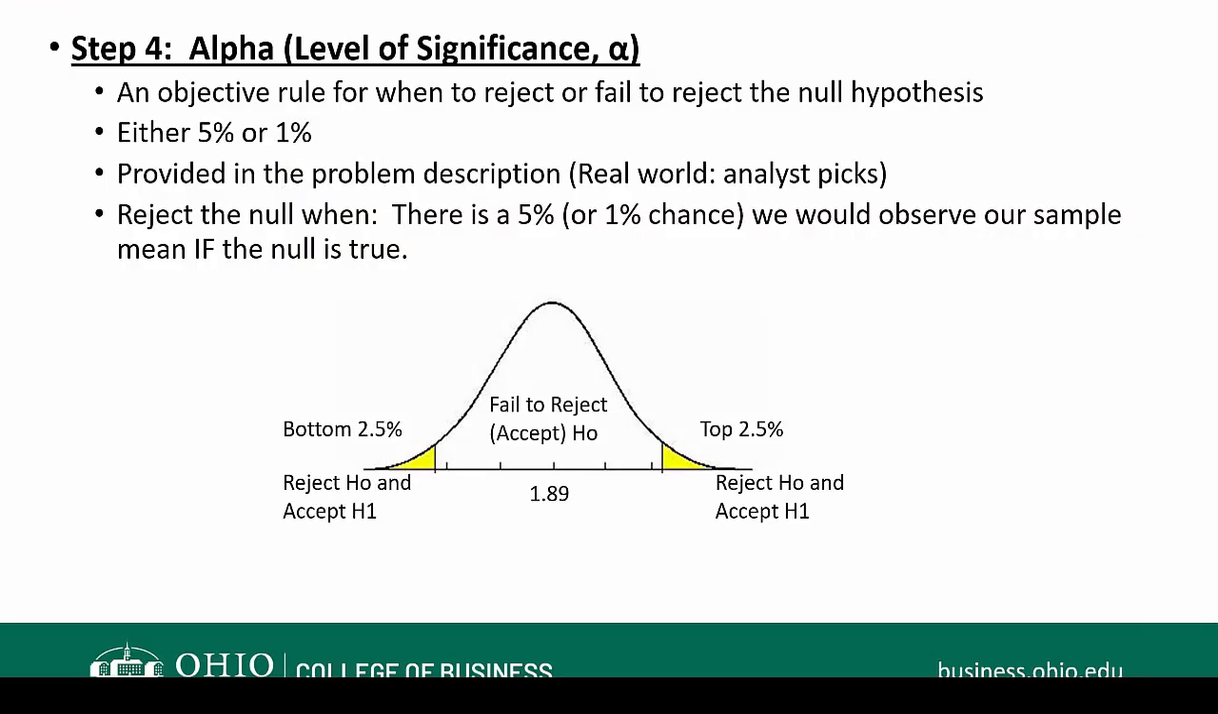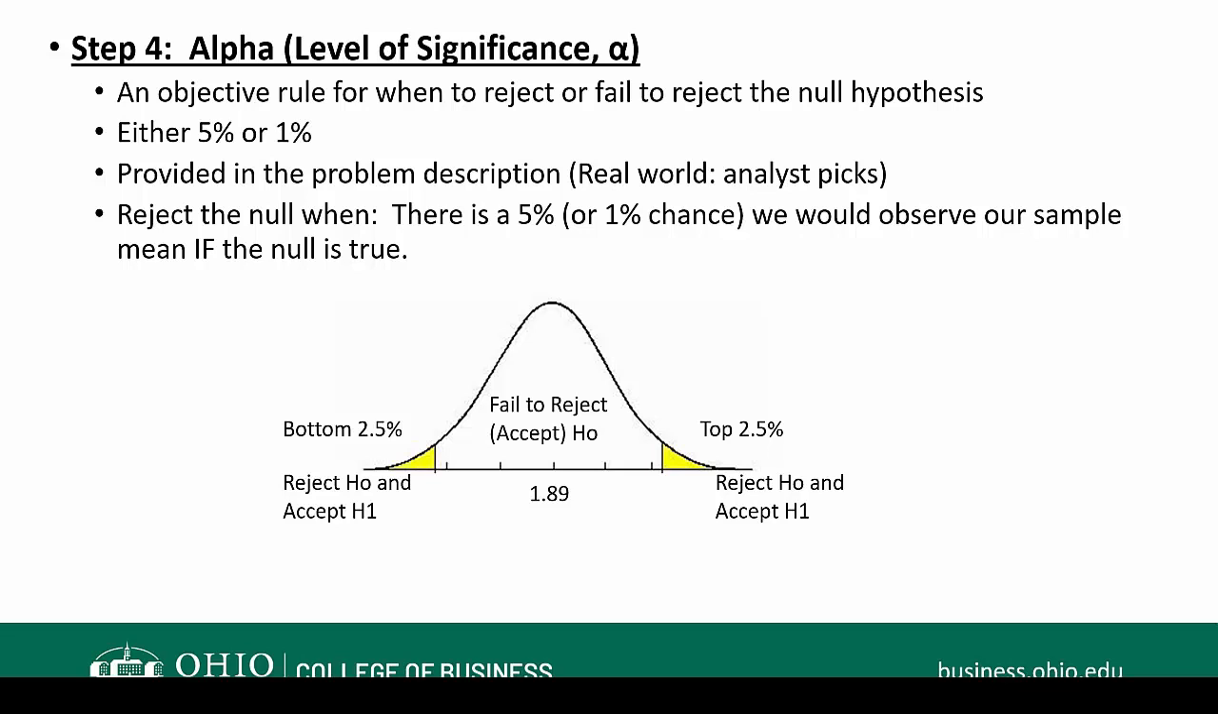So basically what that means is if our sample mean is in the top or bottom 2.5%, we will reject the null that the population mean is 1.89. It's very unlikely we would get a mean like this if the population mean is really 1.89. So if our sample mean falls in the shaded areas, we will reject the null hypothesis that the current fill is 1.89 and we'll conclude that it's different.